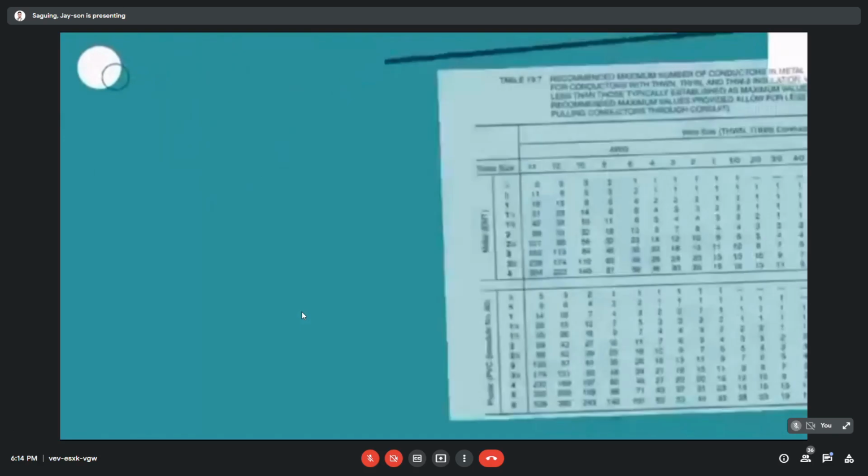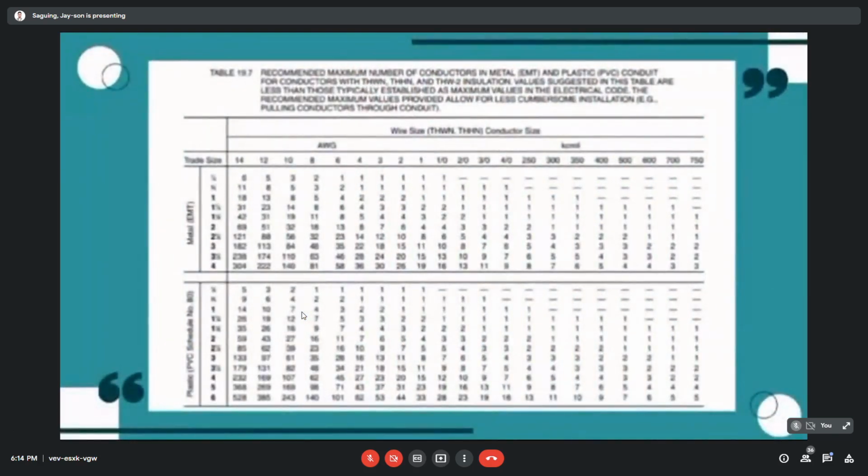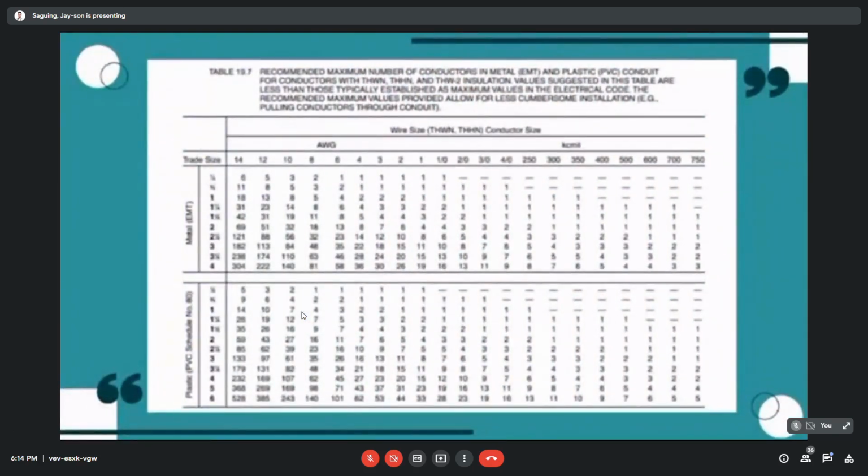So here is a table. This table indicates the recommended maximum number of conductors allowed in conduit or tubing for conductors with THWN or THHN insulation. By the way, THWN stands for thermoplastic, heat, and water-resistant nylon-coated, and THHN stands for thermoplastic, high-heat-resistant nylon-coated. This wire is one of the most common single-conductor wires used in the United States.